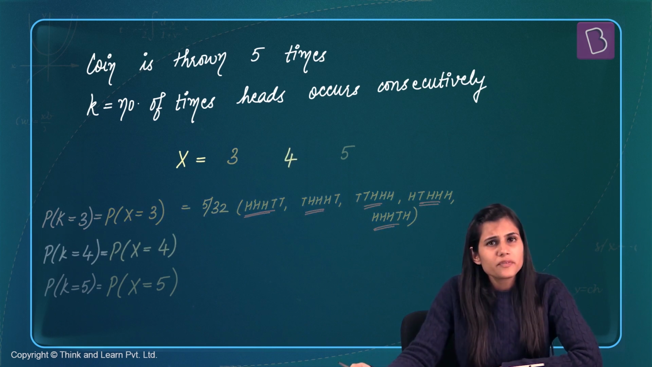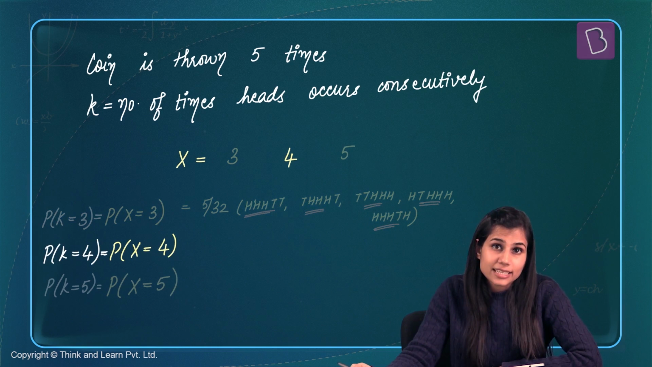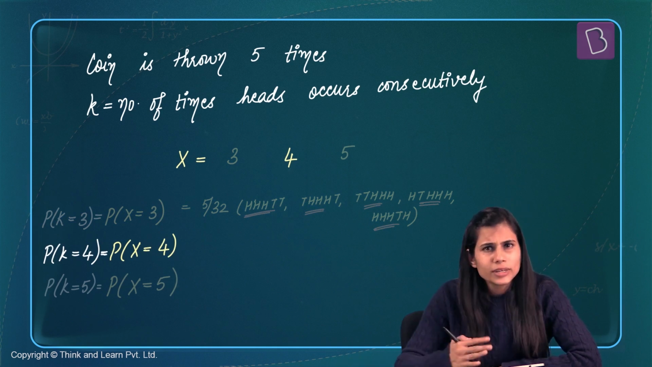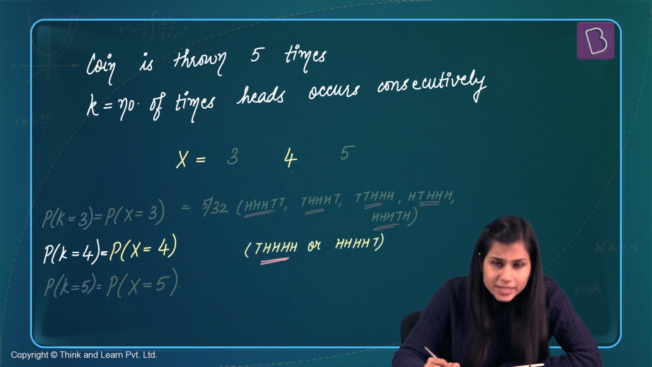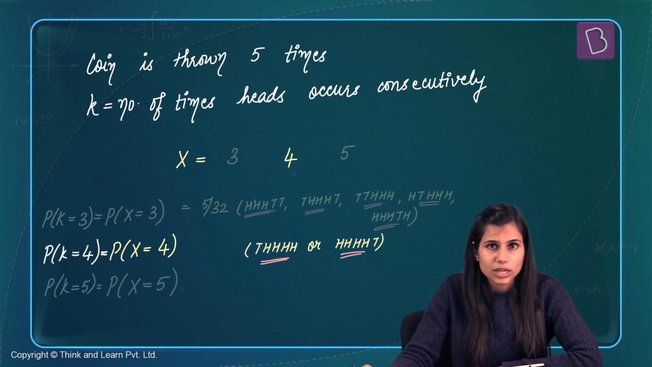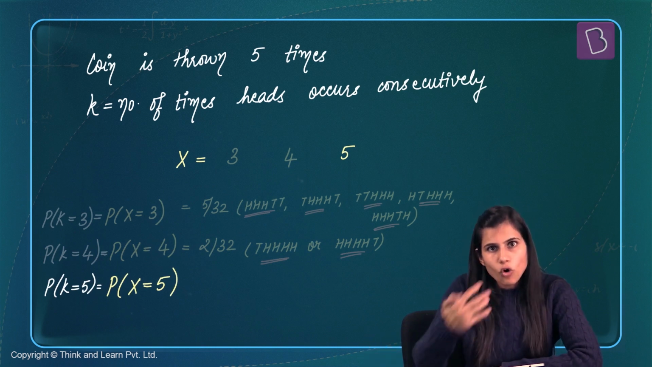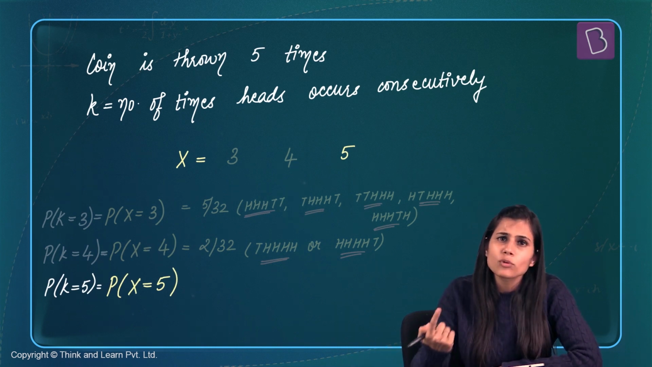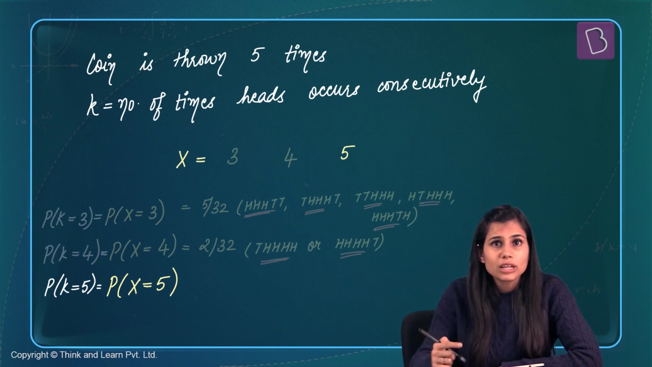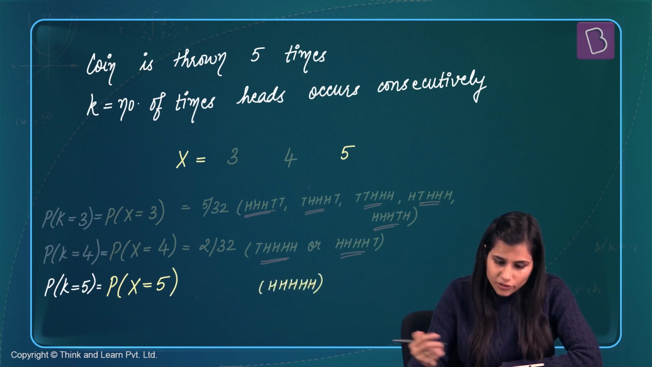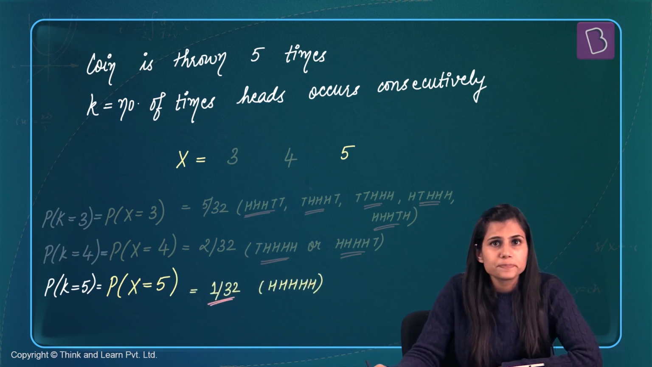Similarly, what is the probability of k equals 4? That means heads is occurring 4 times consecutively. That can only happen in 2 situations, when this is the outcome or this is the outcome. So 2 by 32 is the probability. And heads is occurring consecutively all 5 times. That means in all 5 throws I have heads. That can happen only in one outcome, when the outcome is H, H, H, H, H. Right? So the probability is 1 by 32.